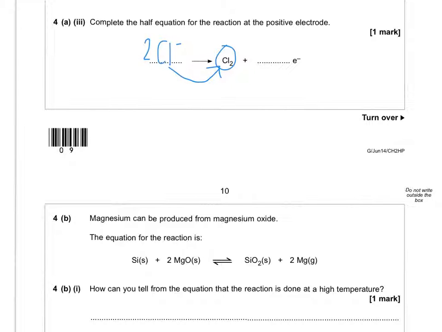So we do this. Now each chloride ion, which I'll just highlight, that's the chloride ion, needs to lose 1 electron each, because overall they have a negative charge. Electrons have a negative charge. And because there's 2 chloride ions, we need to lose 2 electrons.